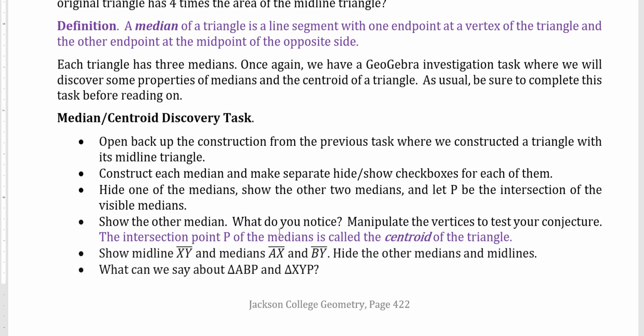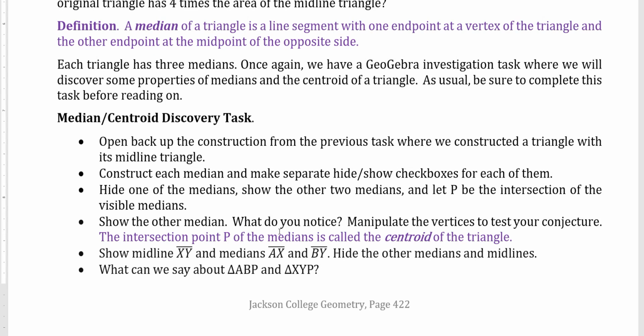So if you could open back up the construction from the previous task where we constructed a triangle with its midline triangle, construct each median and make separate hide show checkboxes for each of them. Hide one of the medians, show the other 2 medians, and let P be the intersection of the visible medians. Next, show the other median. What do you notice? Manipulate the vertices to test your conjecture. The intersection point of the medians is called the centroid of the triangle.